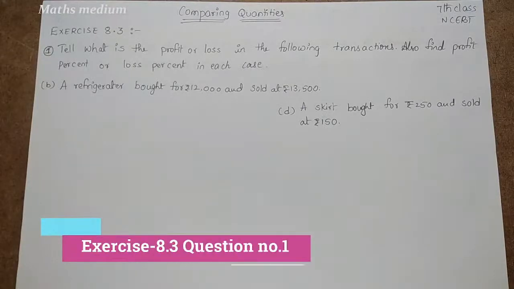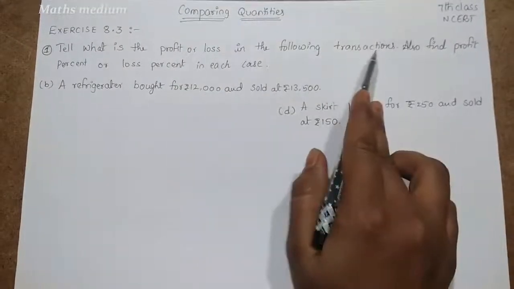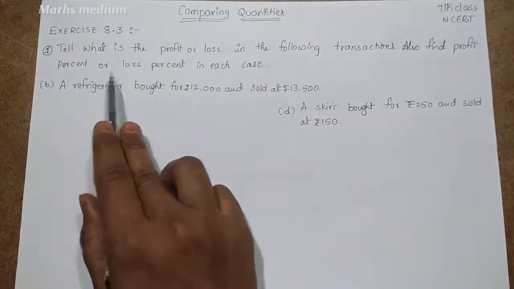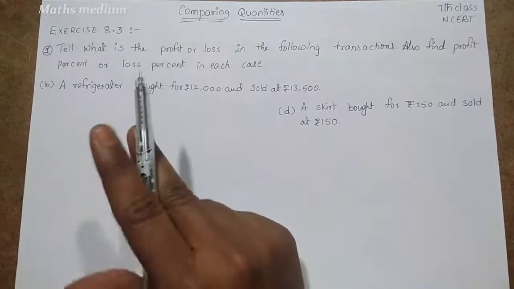Today I came with exercise 8.3 from Comparing Quantities, 7th class NCERT. Question number 1. Tell what is the profit or loss in the following transactions. Also find profit percent or loss percent in each case. Here I took randomly 2 questions only.